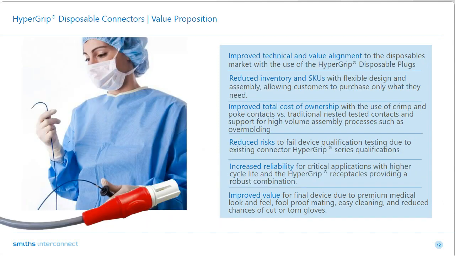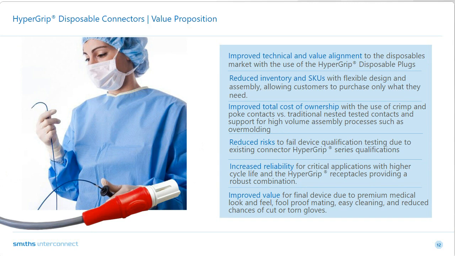Next, we'll take a look at the value propositions for our disposable side. Again, because it's a little bit different being a disposable. Like all Hypergrip connectors, we use crimp and poke contacts, allowing for faster, easier installation, giving us, again, an improved value alignment.